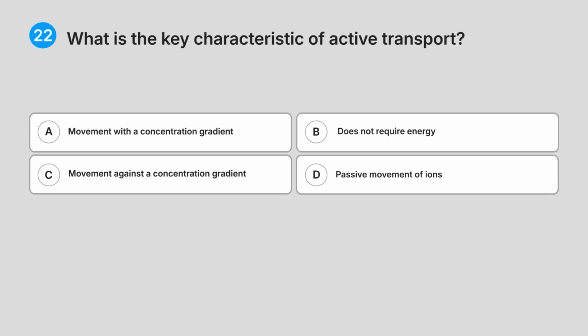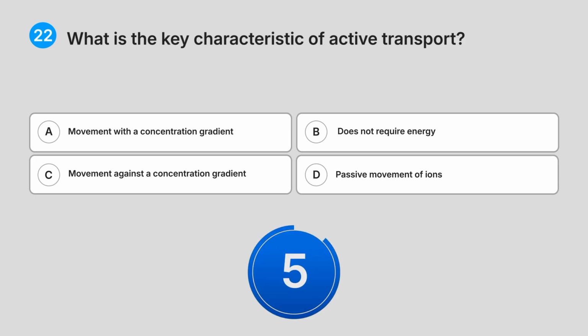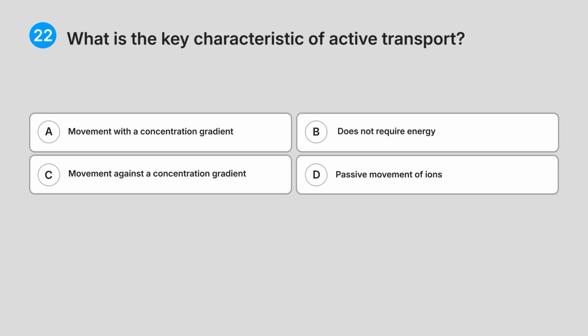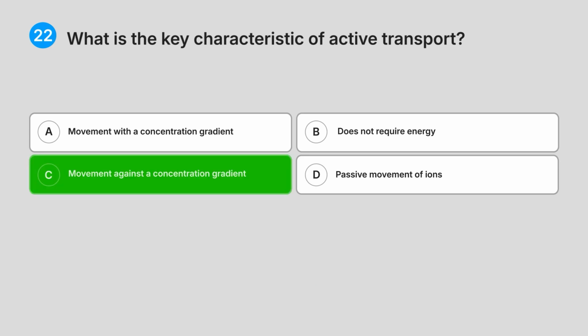22. What is the key characteristic of active transport? A. Movement with a concentration gradient. B. Does not require energy. C. Movement against a concentration gradient. D. Passive movement of ions. Do you know the answer? Correct answer: C. Movement against a concentration gradient.